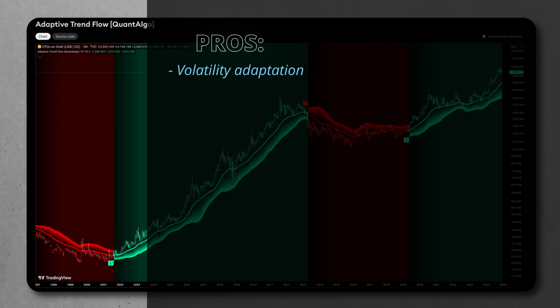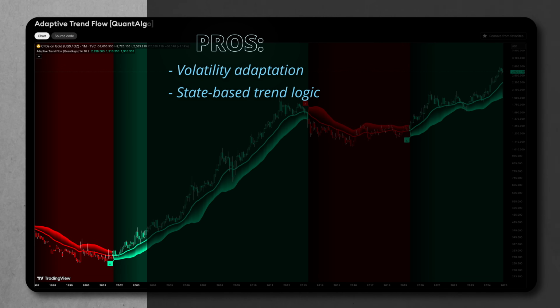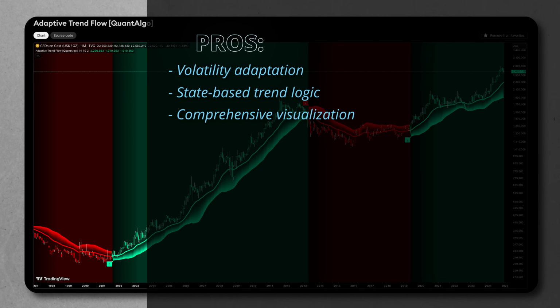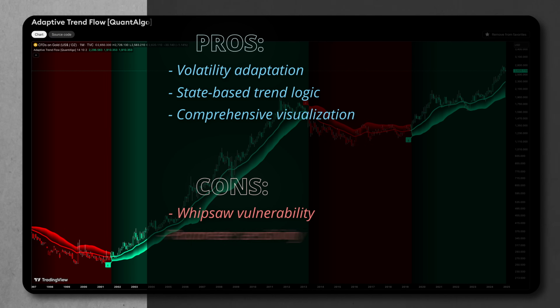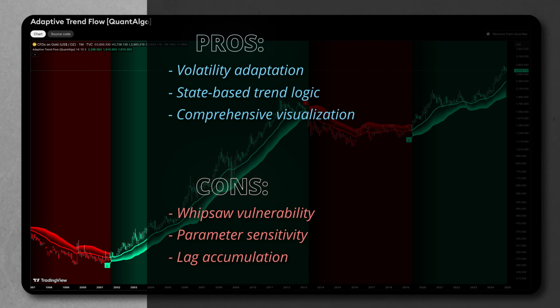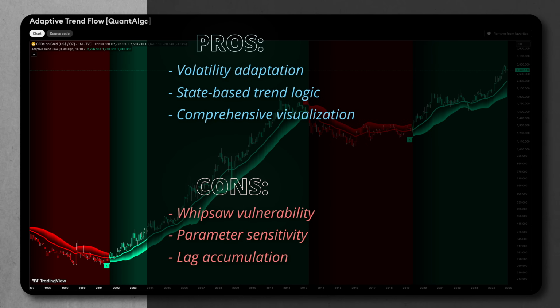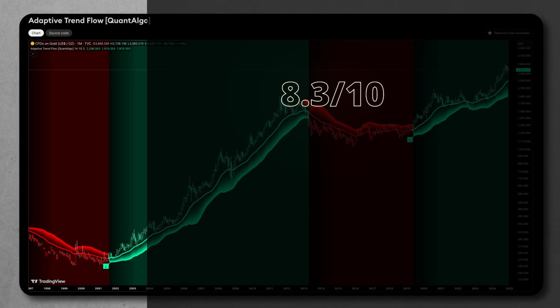Pros: volatility adaptation, state-based trend logic, comprehensive visualization. Cons: whipsaw vulnerability, parameter sensitivity, lag accumulation. Ranking: 8.3 out of 10.